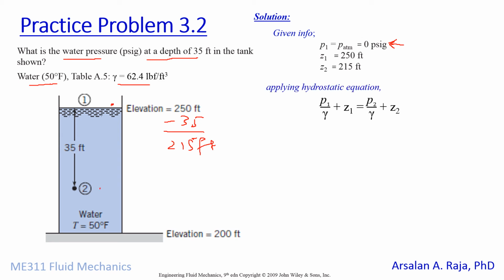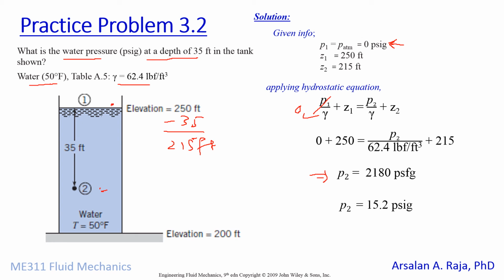So applying the hydrostatic equation, you will insert the values. Z1 is here, Z2 in here, P1, this term will go to 0, right? So you will end up with this form of equation, and then you can simply multiply and add, and you will get the pressure at point 2, which is 2180 pounds per square foot gauge. In terms of inches, it will be 15.2 pounds per square inch. So this example is for one single liquid, wherein we can measure the hydrostatic pressure and hydrostatic head.